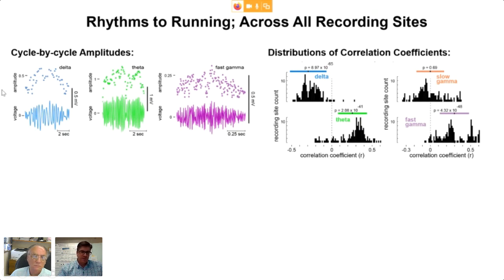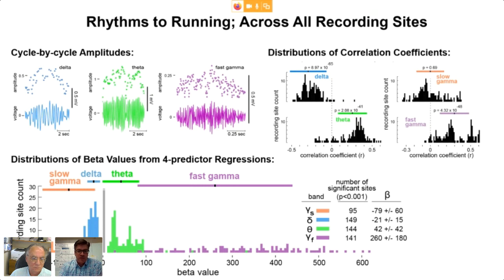That's a very complicated subject right now in the field. But we see very positive relationships between running speed and theta and running speed and fast gamma. As I said, that's already known. If we do a 4 predictor regression where we predict running speed on each of those 4 oscillatory frequency bands, rhythm can be somewhat of a loaded term, we get beta values for each of those oscillatory bands. And again, the delta and actually slow gamma in this case show negative relationships to running speed, and theta and fast gamma show positive relationships in terms of the betas from that regression analysis.